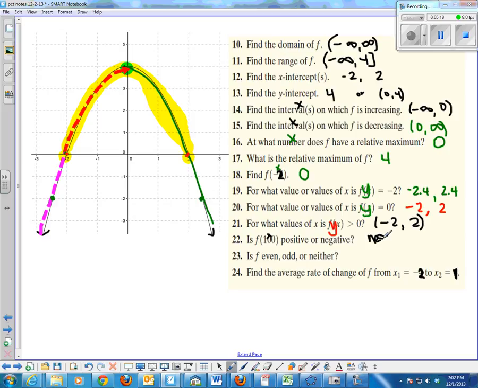Next question, is the function even, odd, or neither? Remember when we're looking at a graph that even refers to symmetry about the y-axis, which this function has. So that one's even. The average rate of change, remember that this is slope. So in order to find the slope, you use your slope formula, which requires 2 points. So far, all we have are the x values of the points, so we need to find the y values of the points as well.